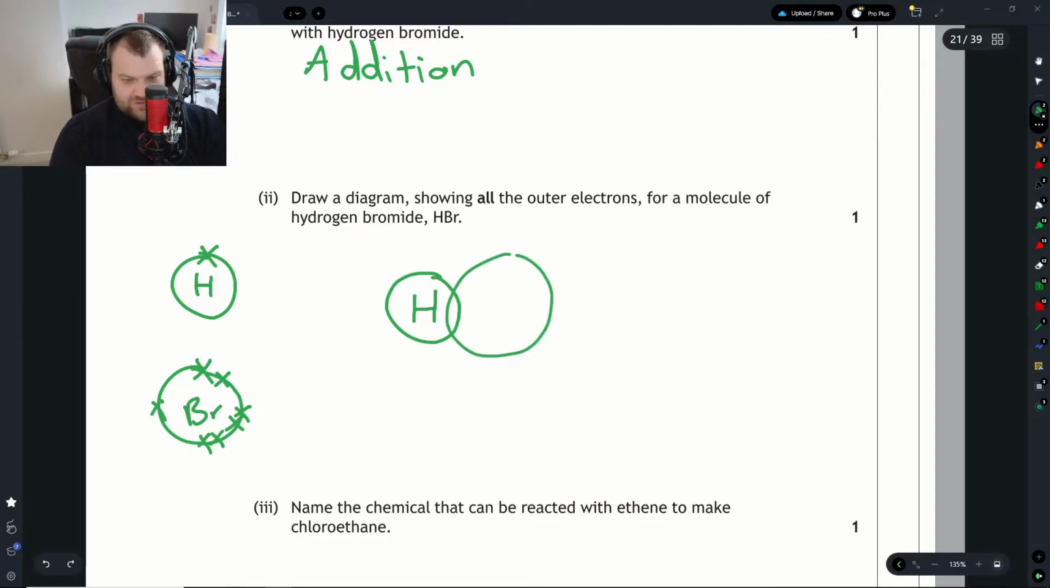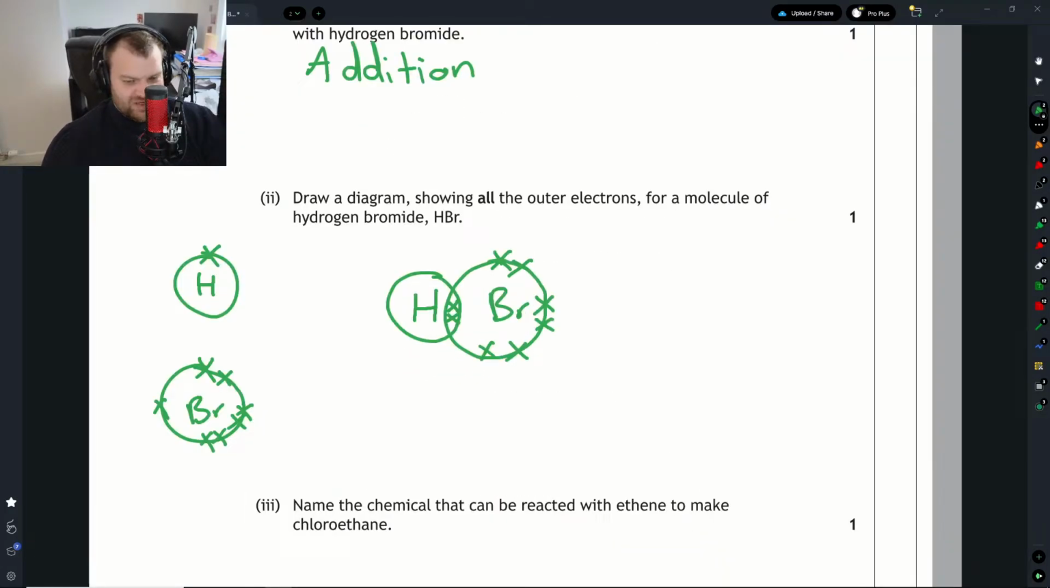I'm going to take my bromine here. Got the hydrogen's electron going in first. This next electron I'm putting in is this electron here. Then I'm going to fill it up with the other electrons remaining. Put my Br in there. You want to try and make sure that your crosses are inside or on the lines, and that will pick up your mark for that one.